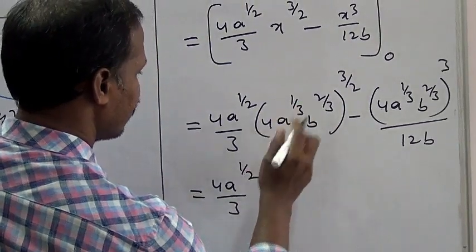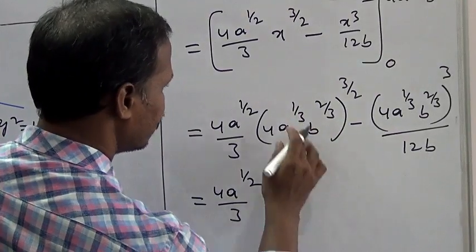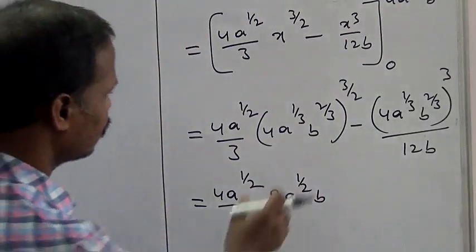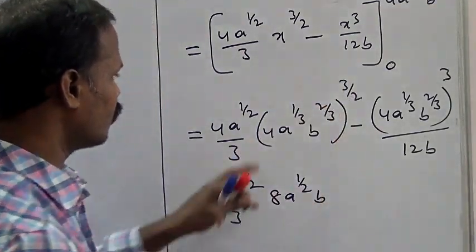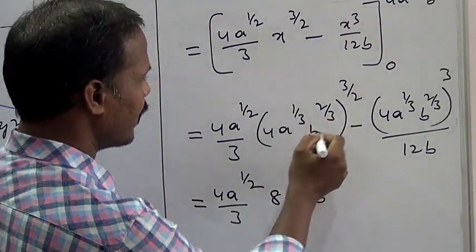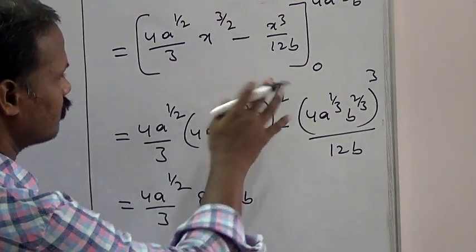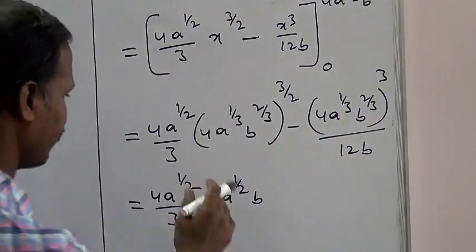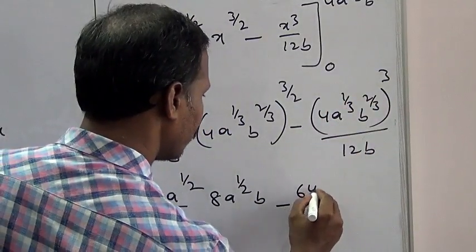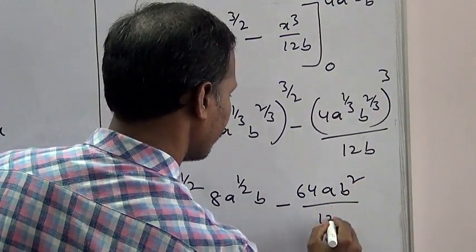Now this is 8a^(1/2) b. Understood? 4 power 3 by 2 is 2 square power 3 by 2, which is cube, 8. A power 1 by 3 into 3 by 2, the 3s are cancelled, gives a power 1 by 2. B power 2 by 3 into 3 by 2, the 2s and 3s are cancelled, so b. Minus, now here 4 cube is 64, a b square by 12b.